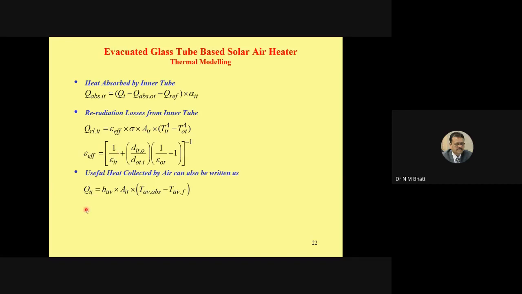And the useful heat collected by air can be written as Q useful is average heat transfer coefficient into inner surface area of the inner tube into absorber temperature minus average fluid temperature. It is absorber temperature minus average fluid temperature and average absorber temperature.